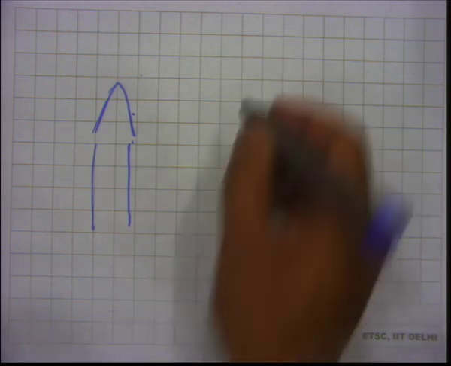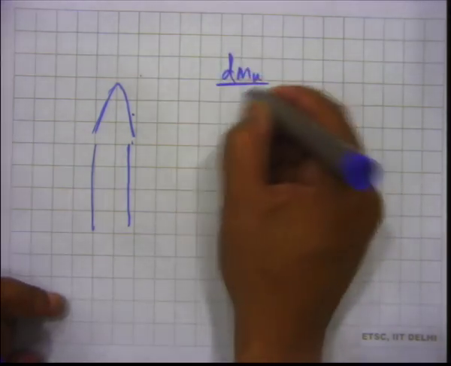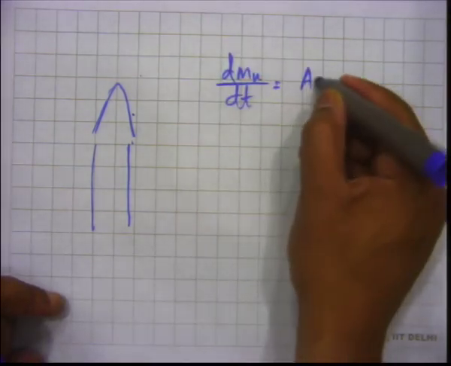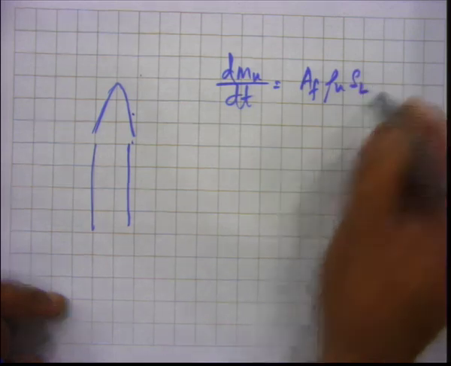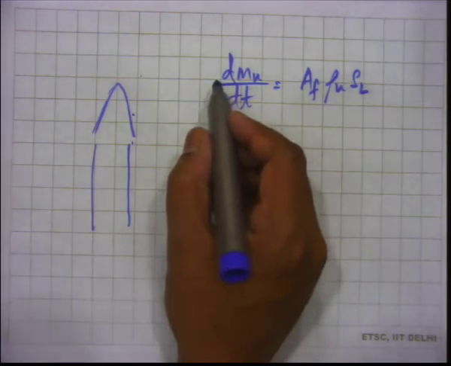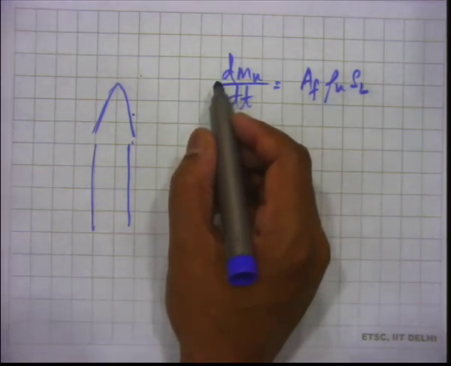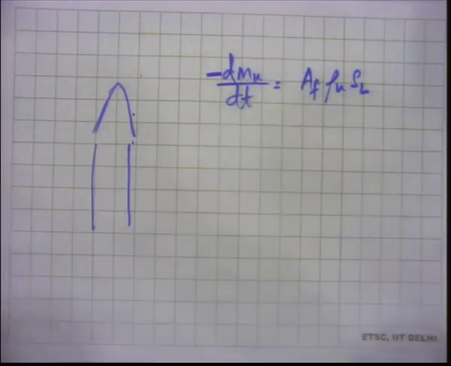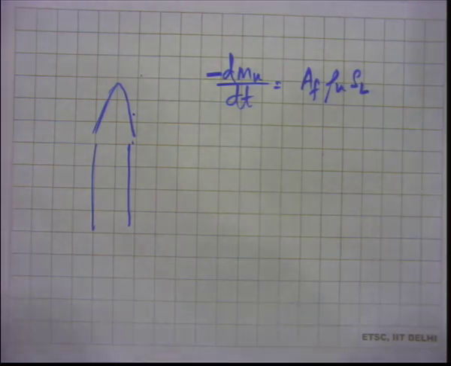We had some time back written dmu dt as AF rho u SL, something like this, correct? We wrote it in terms of this, but there has to be a negative sign, correct, because dmu dt itself is negative, the unburnt mass gets consumed. So, we have done something like this.